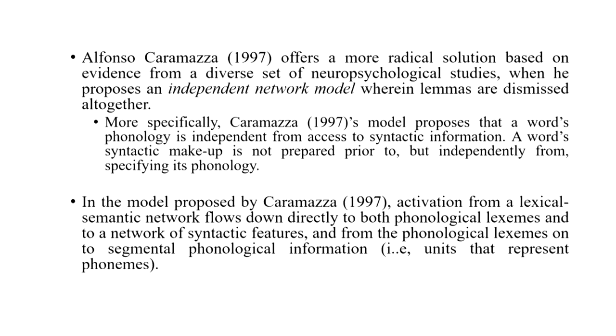So in the model that Caramazza proposes, the independent networks model, how would activation work? Activation from a lexical semantic network would flow down directly to both phonological lexemes and to syntactic features, and then from the phonological lexemes to segmental phonological information, for example, when I'm talking about the word mango, ma, ngo, and so on. So basically there will be this train of events from the conceptual level to phonological units to sublexical phonological units, and this will somehow be connected to the syntactic unit as well. Let's look at the figure to understand this.